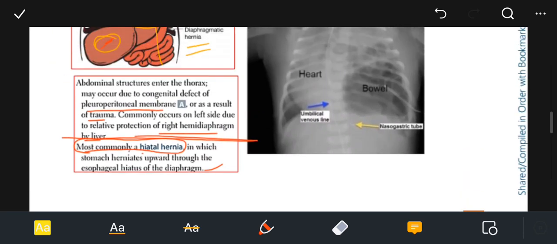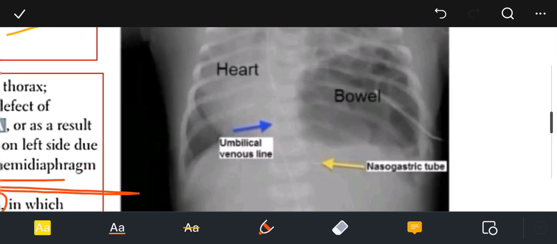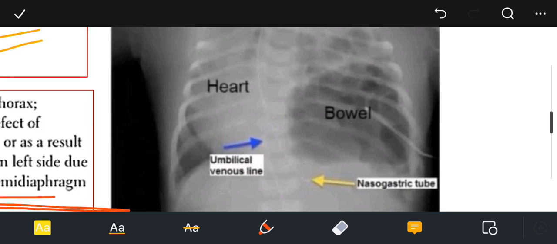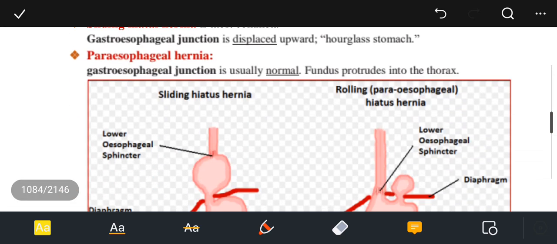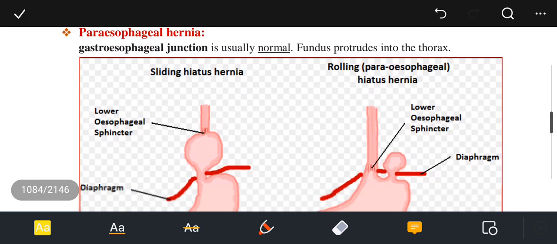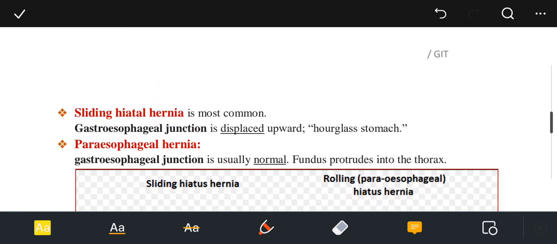Now moving to the next point. In this picture you can see the umbilical venous line. The heart is present on the right side, and the bowel is present in the left hemithorax, and then the nasogastric tube is passing down into the stomach maybe. Then we have this thing that is called a sliding hiatal hernia. The sliding hiatal hernia is depicted very beautifully in this diagram. The sliding hiatal hernia is most common.